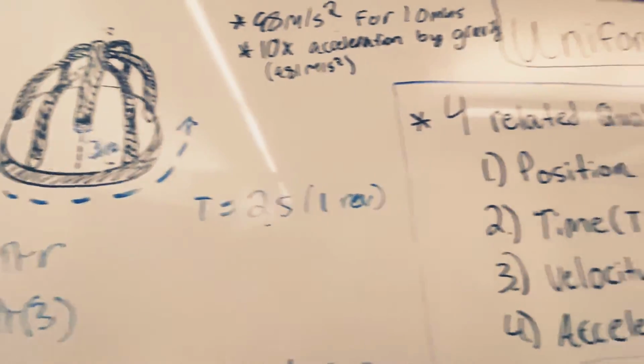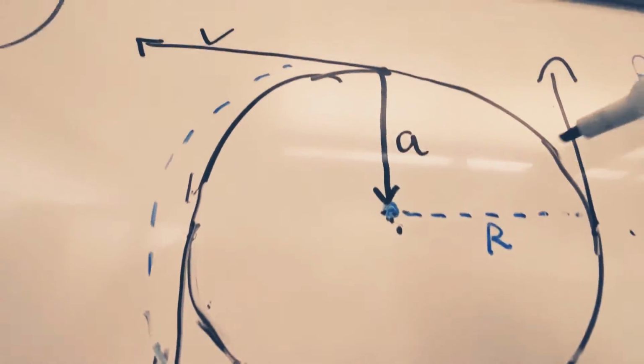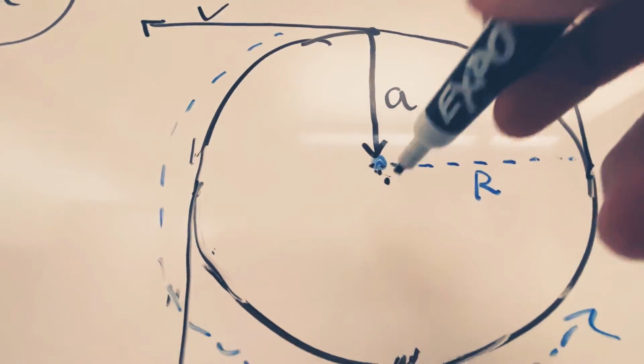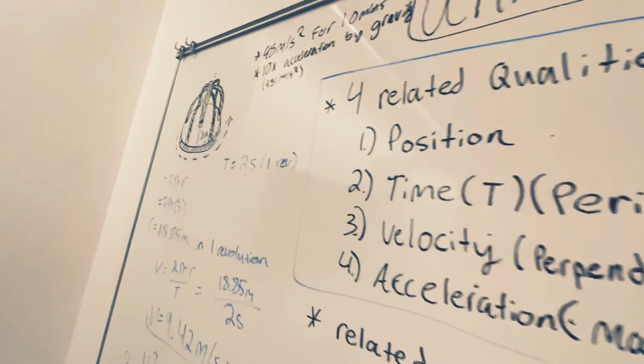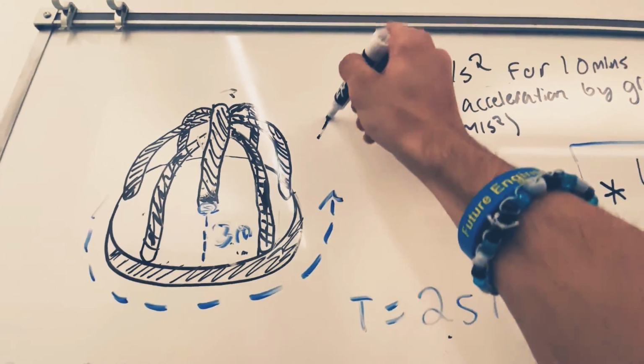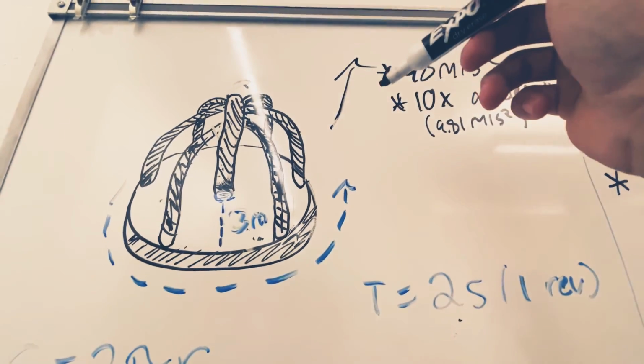So everything is fictitious. Acceleration isn't pointed outwards, acceleration is pointed inwards. So that feeling that you get of wanting to fly out of the centrifuge is all fictitious.